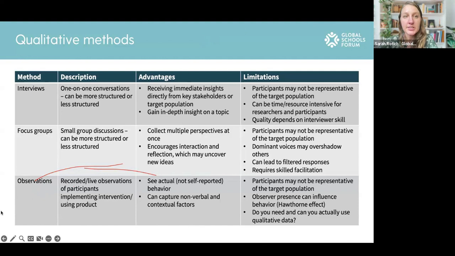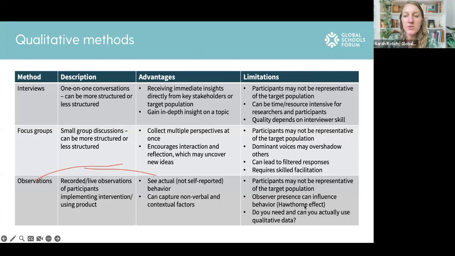Observations are a third type of method. They can be recorded or live, and could be of participants implementing your intervention or using your product. An advantage here is that you can see people's actual behavior, as opposed to just what they report. And you can get nonverbal and contextual factors, as well as information that people are just telling you, which is what you get in interviews and focus groups.